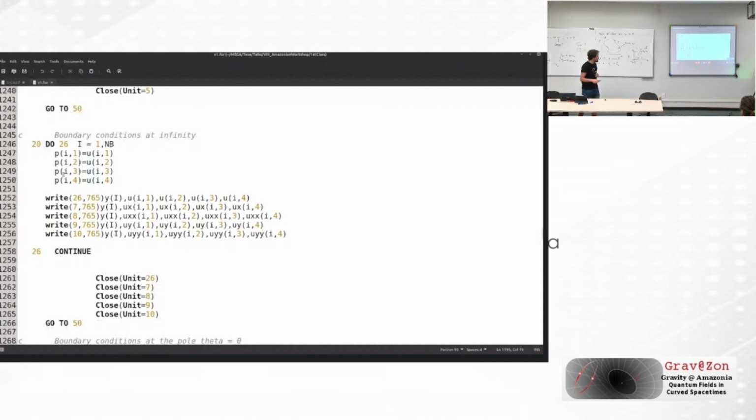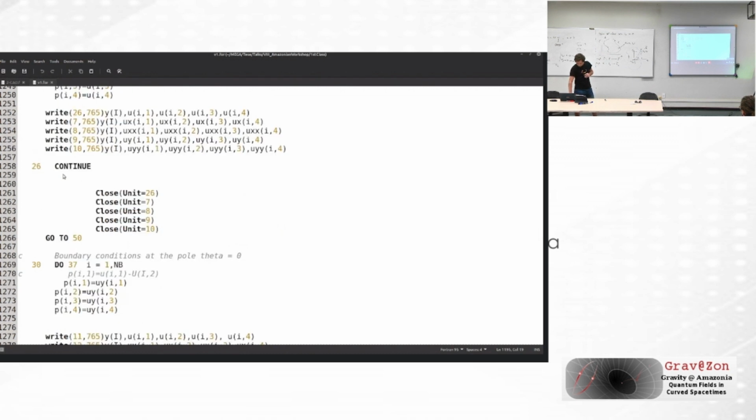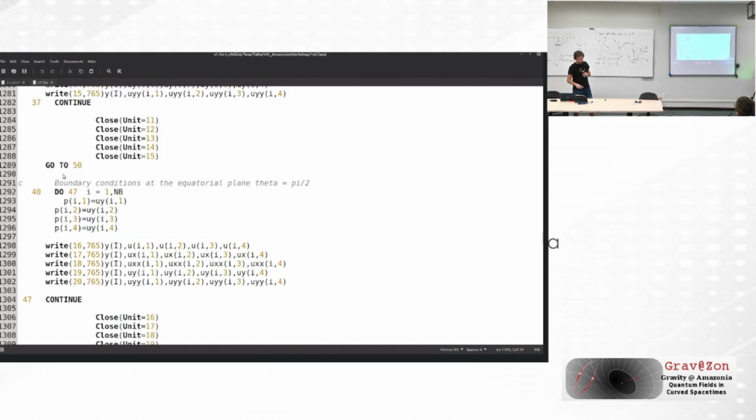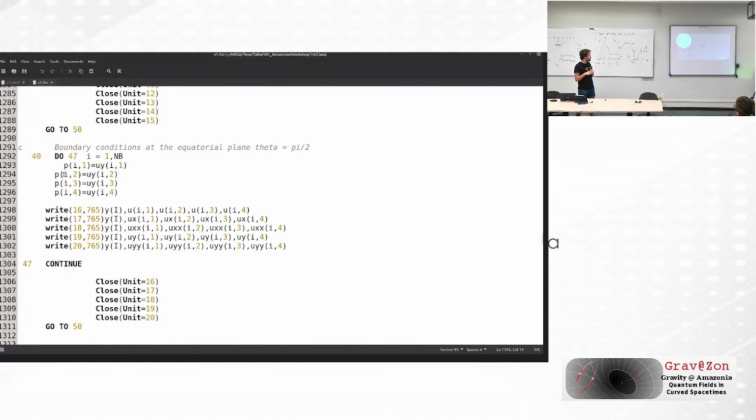Then you have here, for example, the boundary conditions at infinity. So this will be the label 20. Here you just say that all of the functions must go to 0. So just write that. Then you have the label 20, which is for the boundary conditions at the poles. So again, you write what you have to write. In this case, the derivatives with respect to theta of all of the functions must go to 0. And finally, the number 40 is the boundary conditions at the equatorial plane. So again, you do the same.